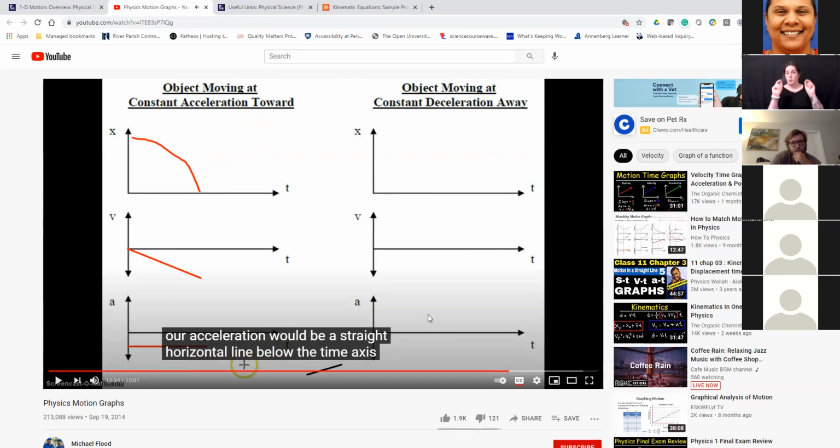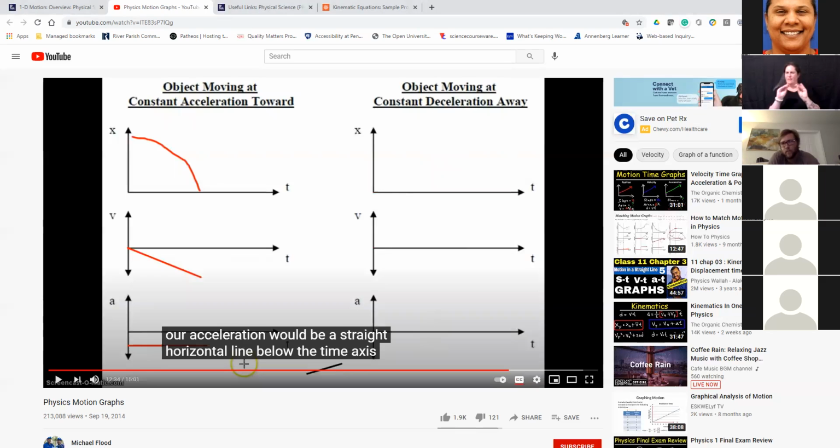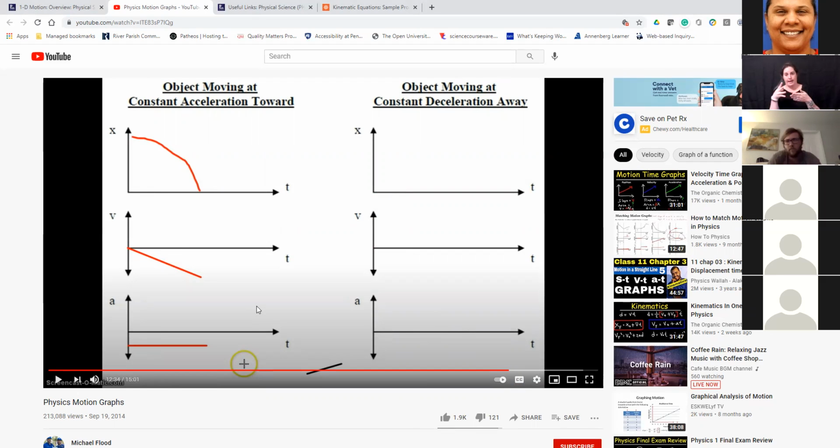Okay, so I want to clarify for you something that he said in the video, especially on this one, because this one looks sometimes counter to your intuition. So we know that the object is accelerating because on the position versus time curve, you have a curve instead of a straight line. It is the curve downward that tells us that the object is moving toward.